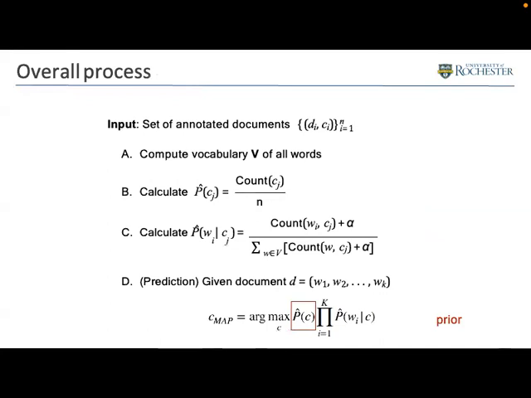The input will be a set of annotated documents, and we compute the vocabulary V of all words. We do the counting and calculate the probability for the classes. We also do the counting to calculate the probability for the words conditioned on the classes. Then we can do the prediction for the document. For the whole document, we just use the MAP, the maximum a posteriori, to estimate the probability for the current document to be positive or negative.